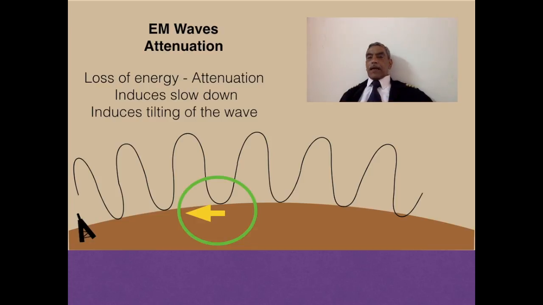Now, when the next wave strikes, it again attenuates and slows down further and further. This carries on over different cycles. This eventually gives rise to a reasonably longer distance of transmission.